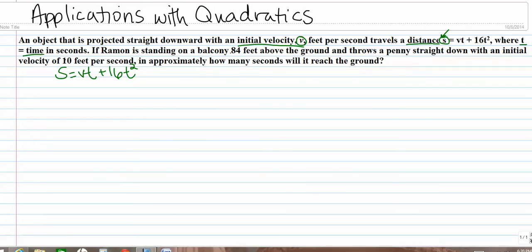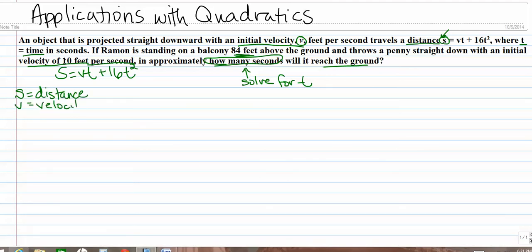Ramon is standing on a balcony 84 feet above the ground, and he throws a penny straight down with an initial velocity of 10 feet per second. So that's going to be important. In approximately how many seconds will it reach the ground? So how many seconds tells me we want to solve for t, because we're trying to find out how many seconds. t stands for time. s is a distance. v is a velocity. And our t is time. And we're trying to find the time. That's the one we don't know.